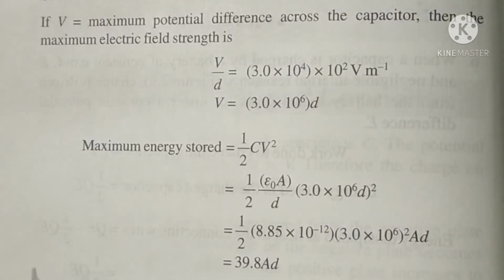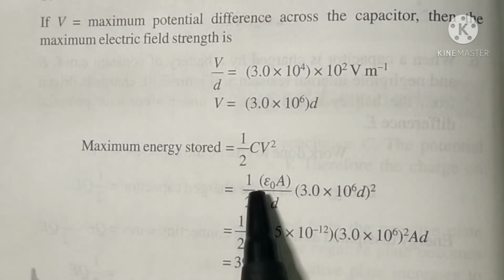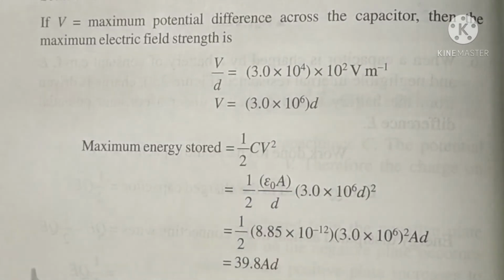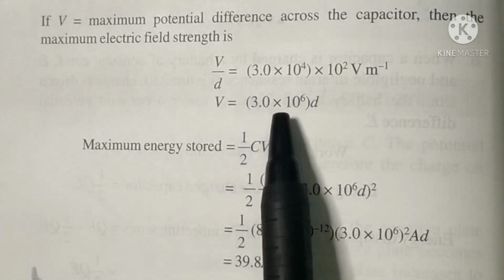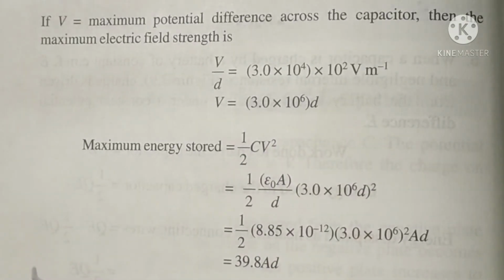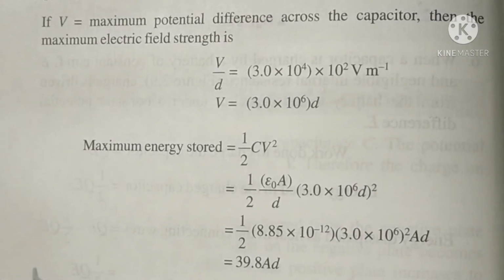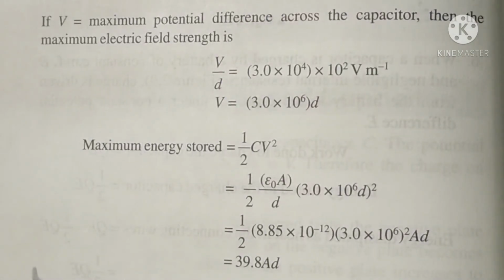Then we're going to substitute C as epsilon naught times A over d and V as 3.0 times 10 to the power of 6 d. Hence the maximum energy stored is 39.8 Ad. Simple like a bubble without giving you any trouble.